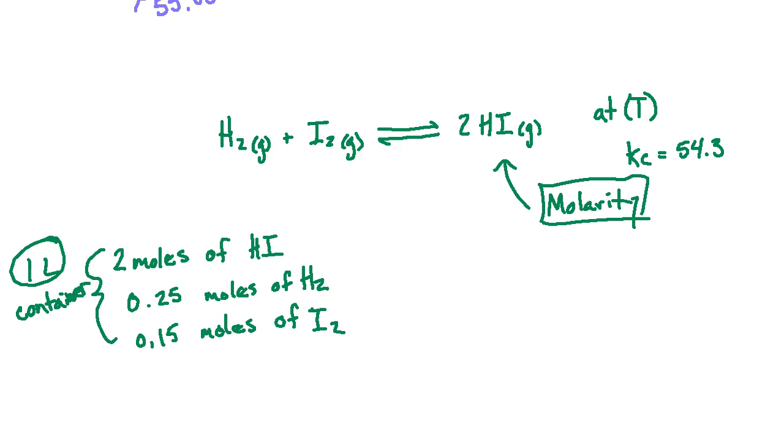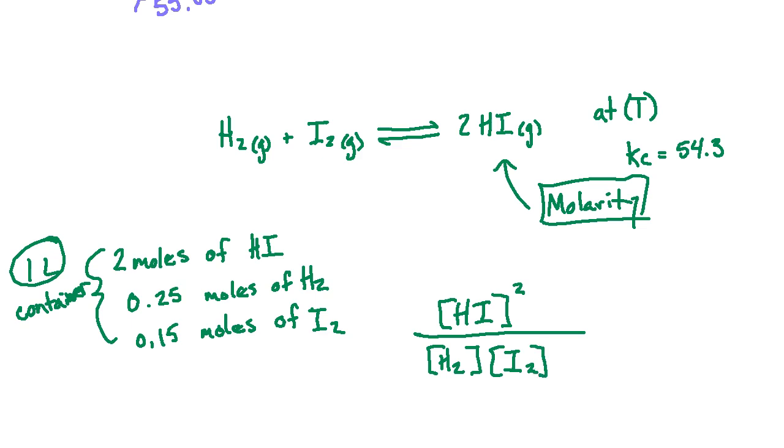So what we would look at here is we would say, okay, I'm going to set this up. So what would it initially look like? Well, you're going to have HI, and HI is going to be squared. And then you would have H2 multiplied by the iodine. Right? So that's what the setup should look like.